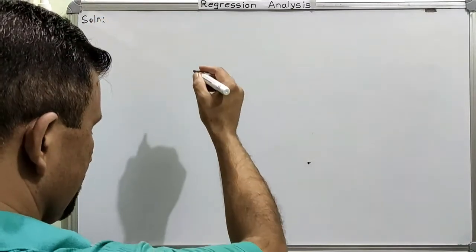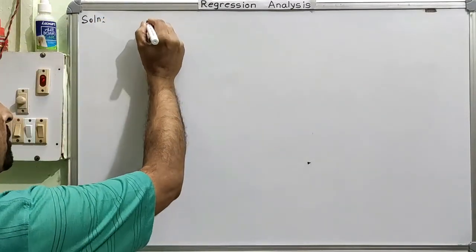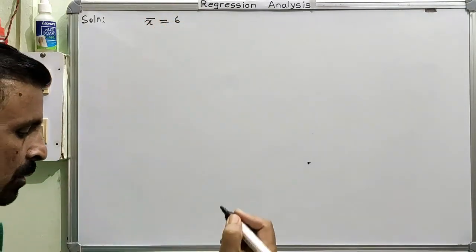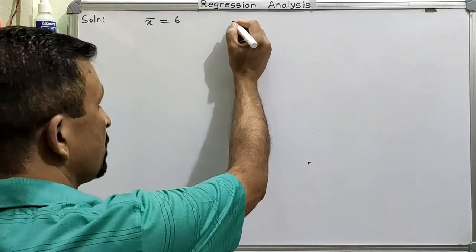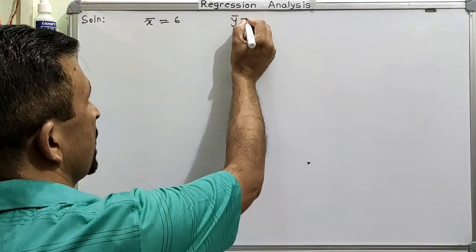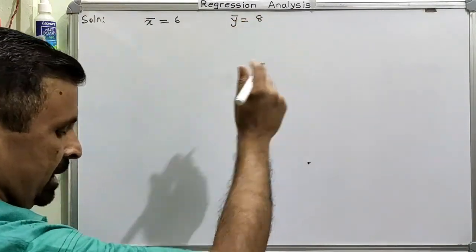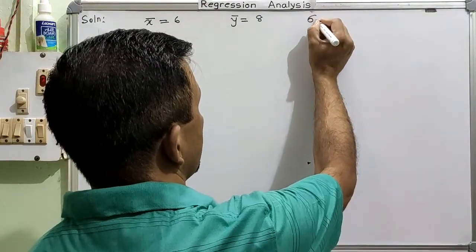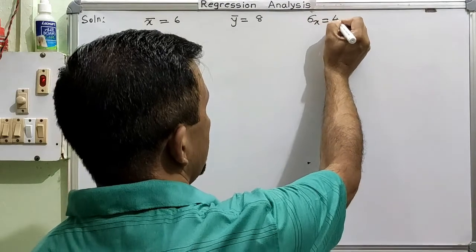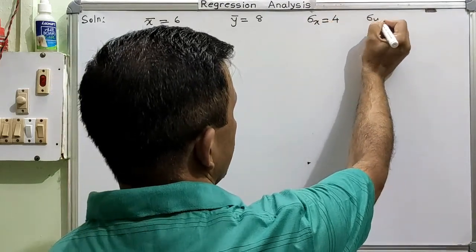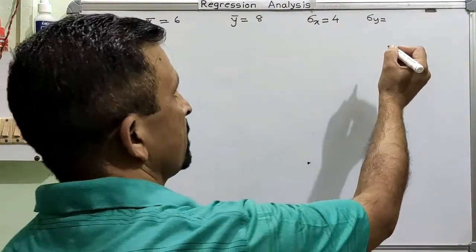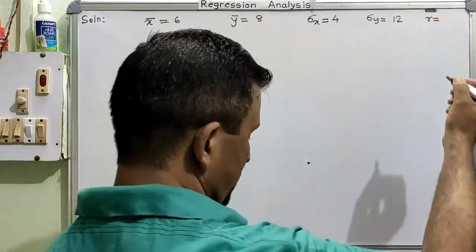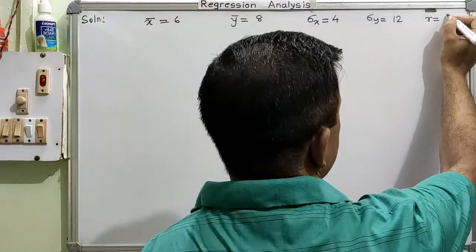The x mean is equal to 6, the y mean is equal to 8, then the standard deviation of x is 4, and standard deviation of y is equal to 12, and the correlation coefficient is given as equal to 2 over 3.